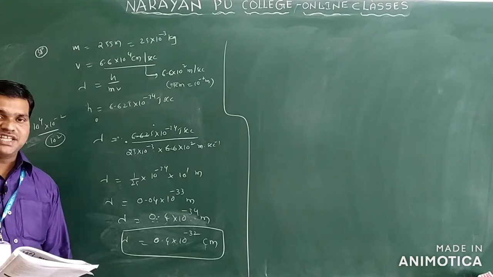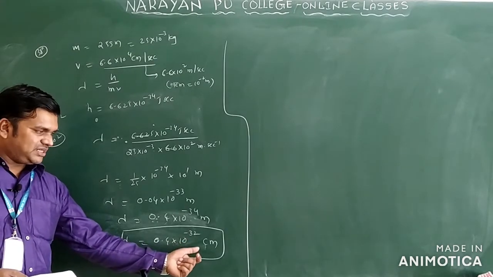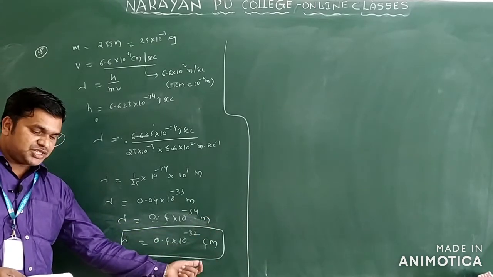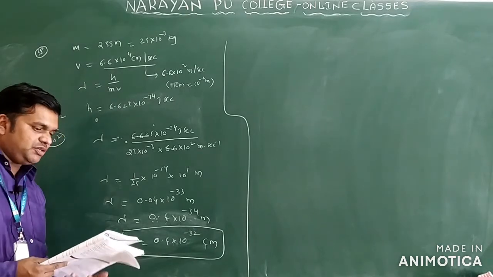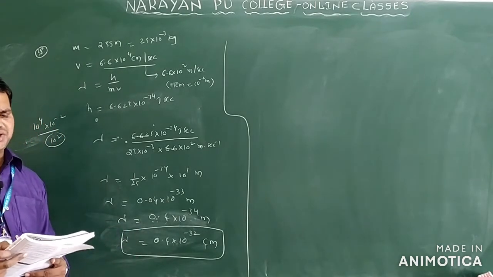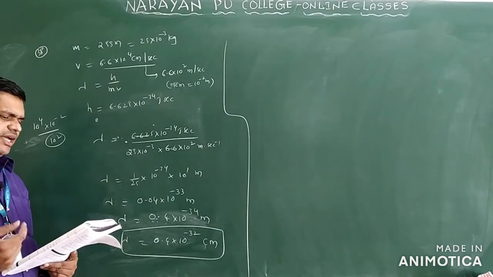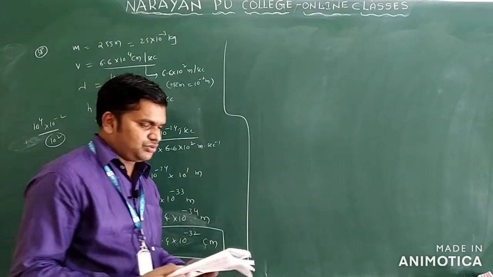But the answer is given in centimeter only. You can convert like this: 0.4 into 10 power minus 2 centimeter, because you multiply this with 100, that is converted into centimeter. So 0.4 into 10 power minus 2 centimeter only. But you see the options here, minus 33 is given, minus 31 is given, minus 30 is given. You can change the first option to minus 32. You will take option 1 for this question only.